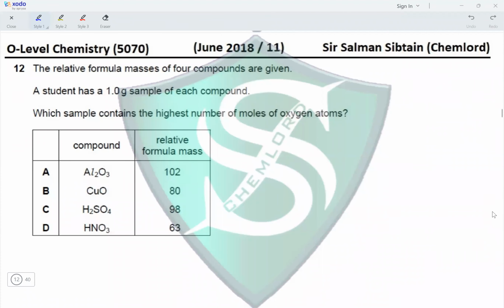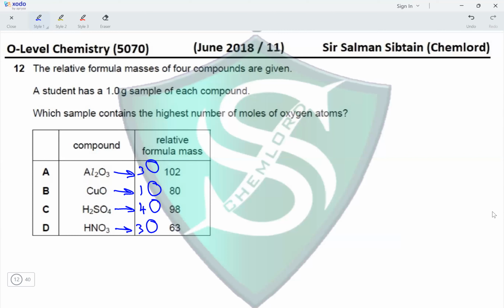Question 12. The relative formula masses of four compounds are given. A student has a 1 gram sample of each compound. Which sample contains the highest number of moles of oxygen atoms? So let us first calculate the moles of oxygen atoms. In A, we have 3 moles of oxygen atoms present. In B, we have only 1 mole of oxygen atom present. In C, we have 4 moles of oxygen atoms present. And in D, we have 3 moles of oxygen atoms present.